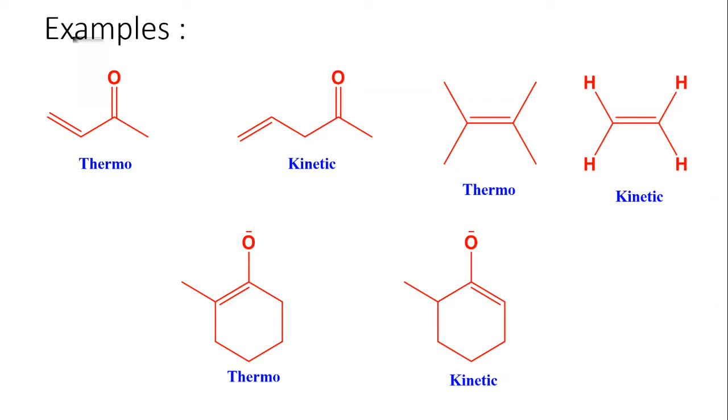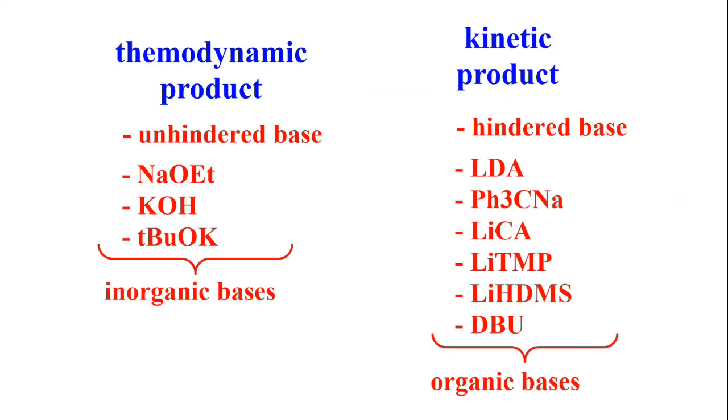I think one question arises in your mind: which base gives the thermodynamic product, and which base gives the kinetic product? So let us move ahead to the next slide. Now you see in this slide, there are two classes of bases. One list of bases gives thermodynamic enolates.